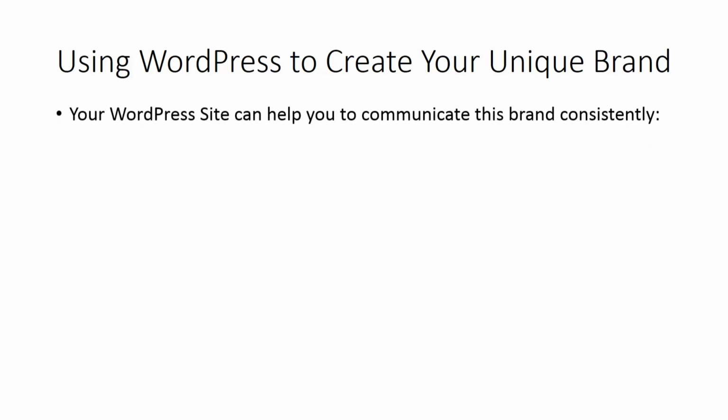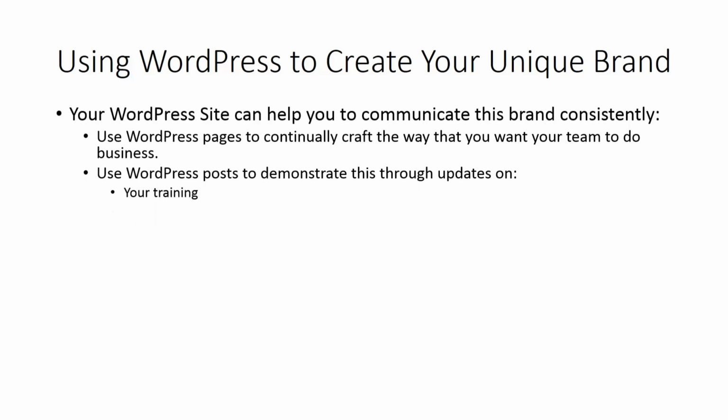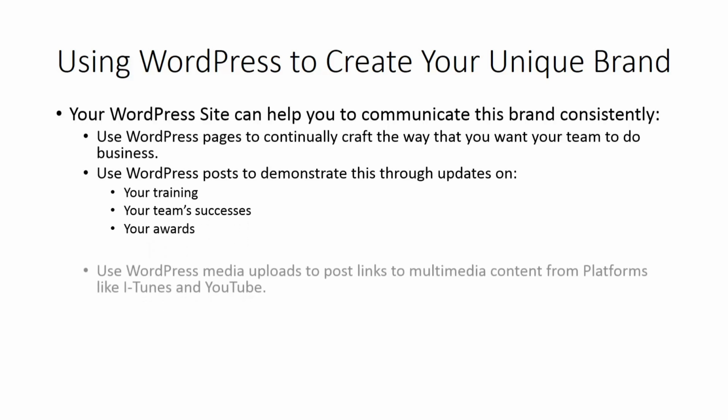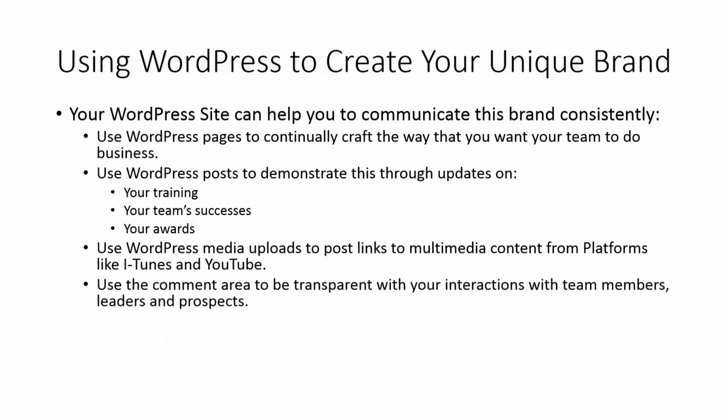Your WordPress website can help you to communicate this brand consistently. You can use WordPress pages to continually craft the way you want your team to do business. You can use WordPress posts to demonstrate this through updates on your training, your team successes, and your personal awards. Now, you can use WordPress media uploads to post links to multimedia content from platforms like iTunes and YouTube. You can use the comment area to be transparent with your interactions with team members and leaders and prospects.